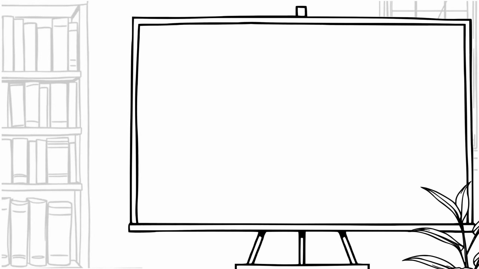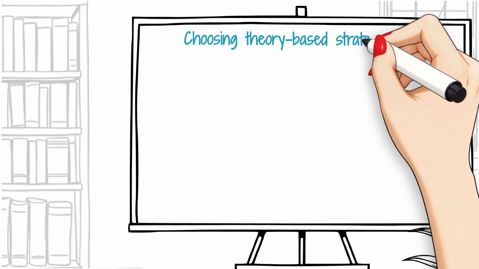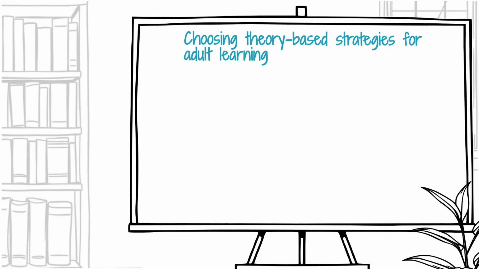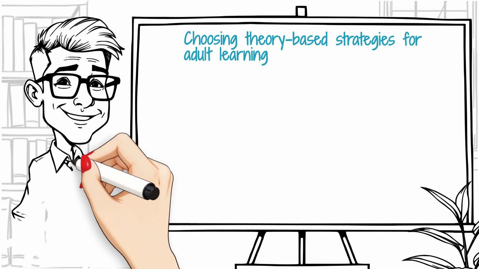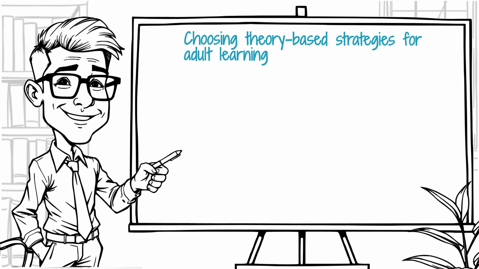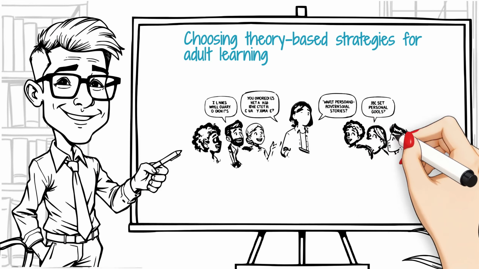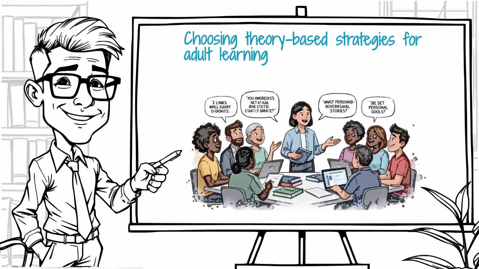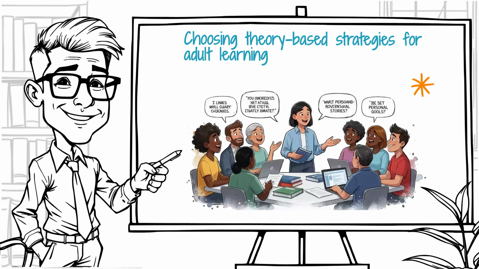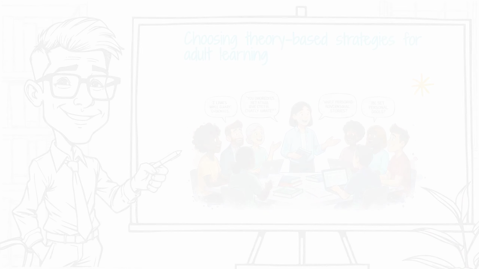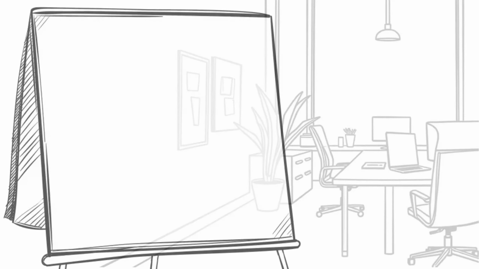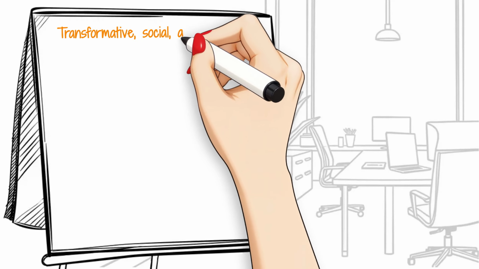Once the problem is identified, the next step is to select strategies grounded in theory. Adult learning is most effective when it respects learner autonomy, prior experience, relevance, and immediate application. Andragogy reminds us that adults are self-directed and goal-oriented. Transformative learning emphasizes critical reflection and perspective change.